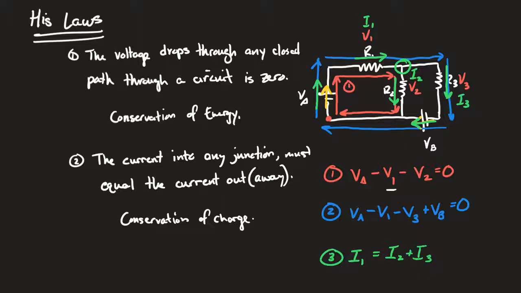V1 would be an unknown. V2 is an unknown. V3 is an unknown. I1 is an unknown, I2 is an unknown, and I3 is an unknown. Kirchhoff's laws generated 6 unknowns and 3 equations. You understand it can't be solved now. We will need 3 more equations.